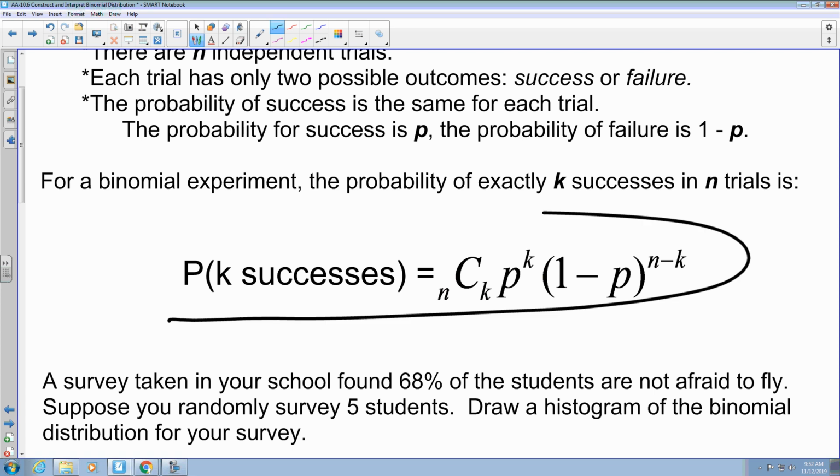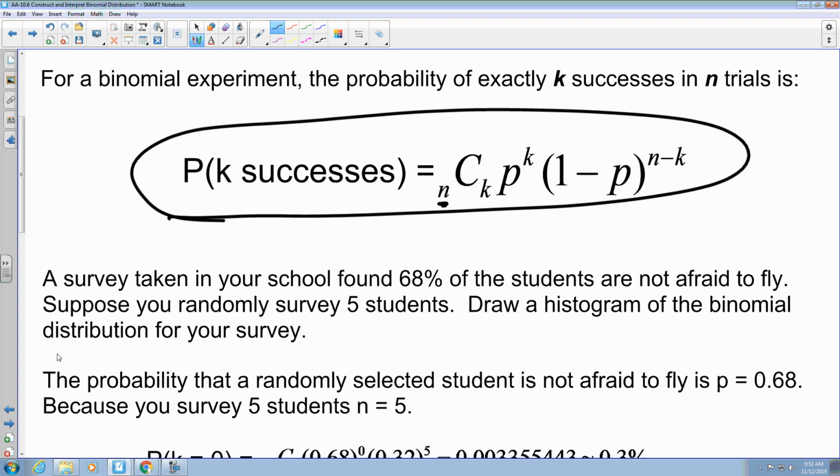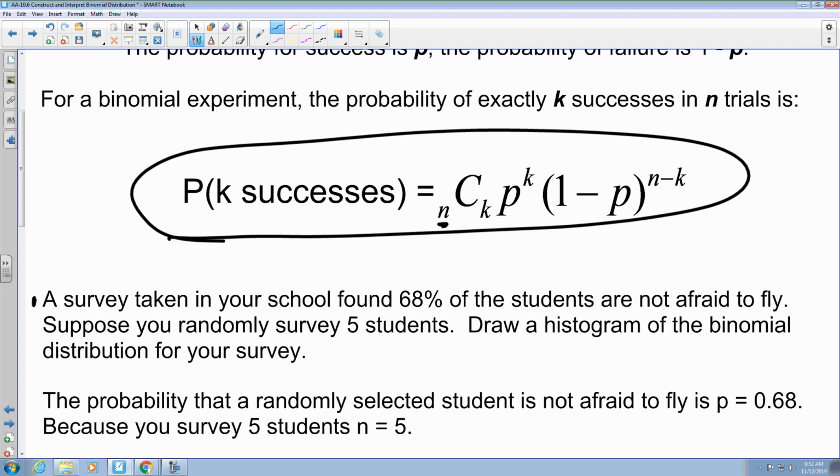The formula that we have right here is what is going to help us, where n is the number of trials, k is how many successes it has, and the 1 minus p talks about the failures. So down here, it says a survey taken in your school found 68% of students are not afraid to fly.